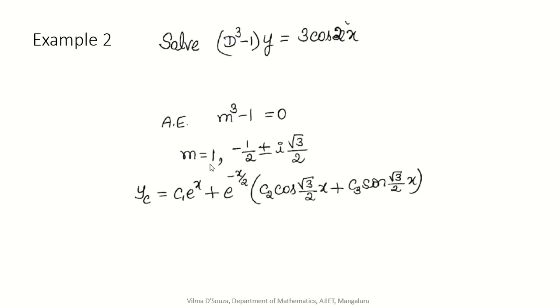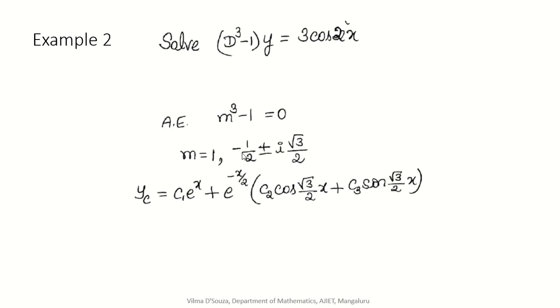Corresponding to the first root, m is equal to 1, you have yc is equal to c1 e power x plus, corresponding to the second root, which is of the form a plus or minus ib. So what is the term in the complementary function? e power ax into c2 cos bx plus c3 sin bx. a is minus half, b is root 3 by 2.